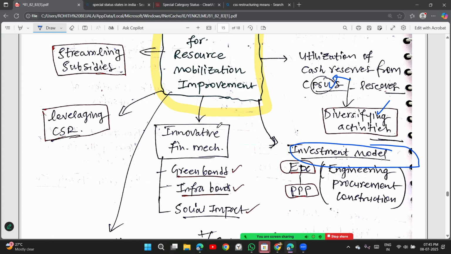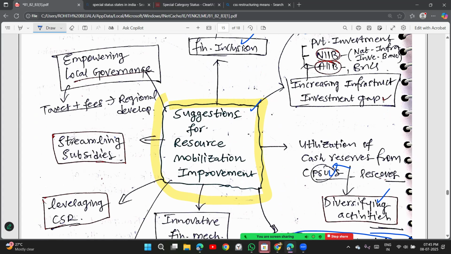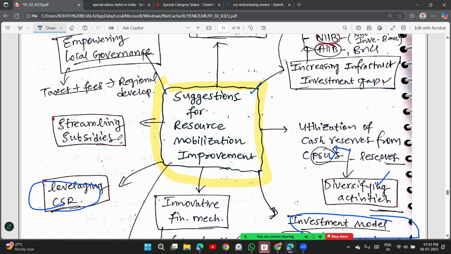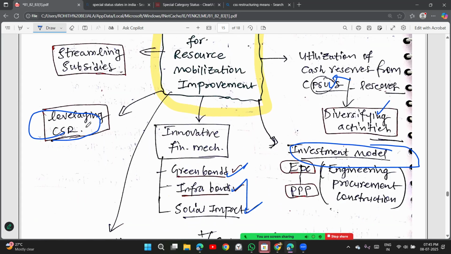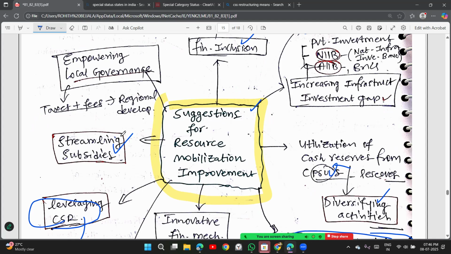Maybe we can do it by green bonds, infrastructure bonds, and social impact bonds. Thus we can create resources, and also through corporate social responsibility, we can improve certain resources from the profits. CSR, corporate social responsibility, gives some 2% from the profits. It's a mandatory provision that the company should invest in health or social activities. And we can streamline subsidies.